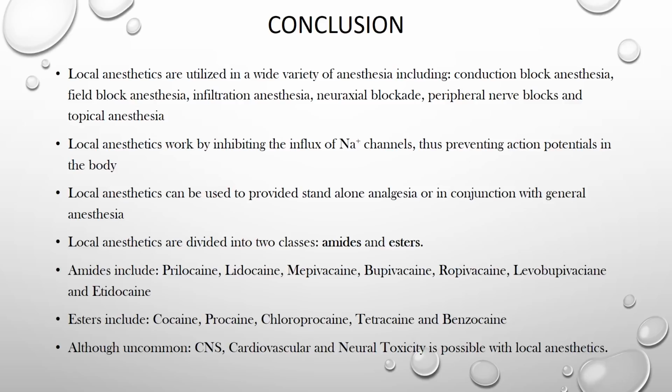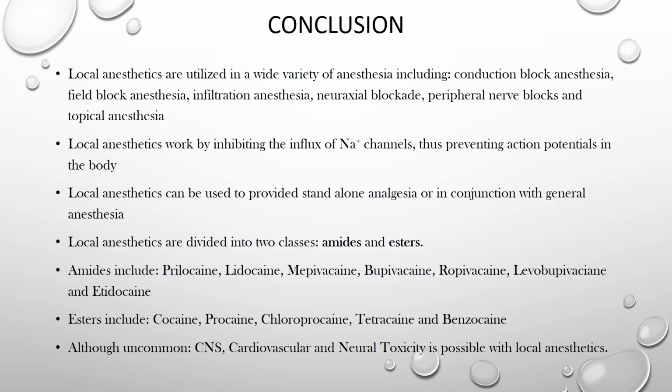Conclusion. Local anesthetics are utilized in a wide variety of anesthesia, including conduction block anesthesia, field block anesthesia, infiltration anesthesia, neuraxial blockade, peripheral nerve blocks, and topical anesthesia. Local anesthetics work by inhibiting the influx of sodium through voltage-gated sodium channels, thus preventing action potentials in the body. Local anesthetics can be used to provide standalone analgesia or in conjunction with general anesthesia. The duration of action and potency of local anesthetics varies with the drug's lipid solubility and affinity for protein binding.